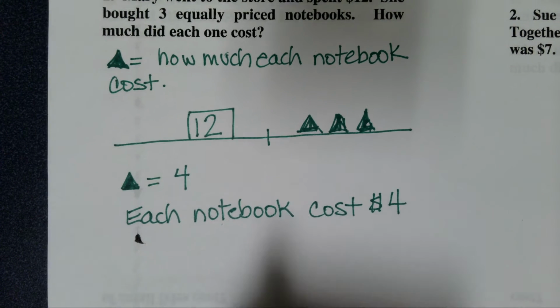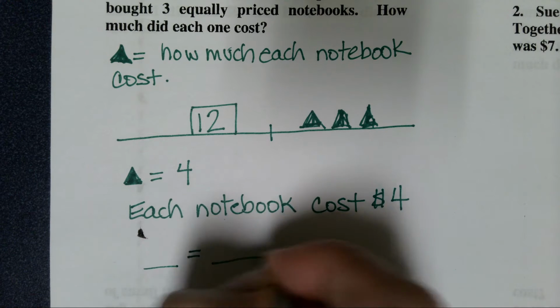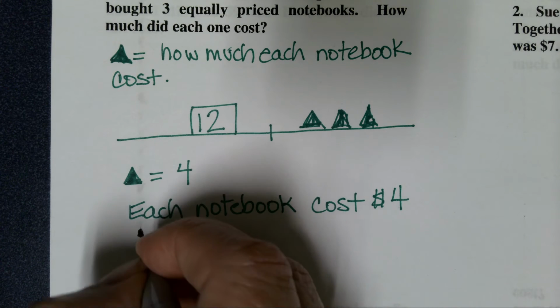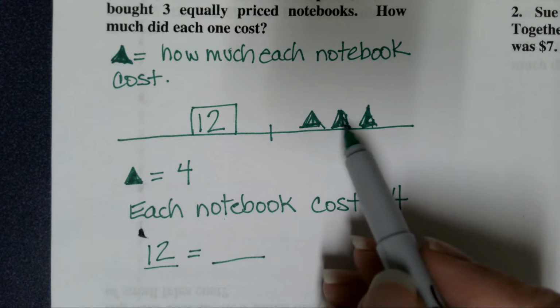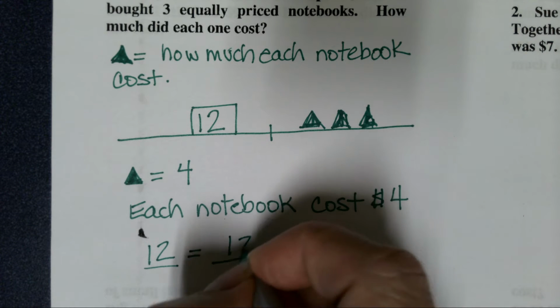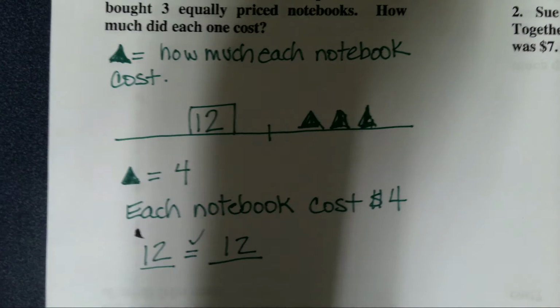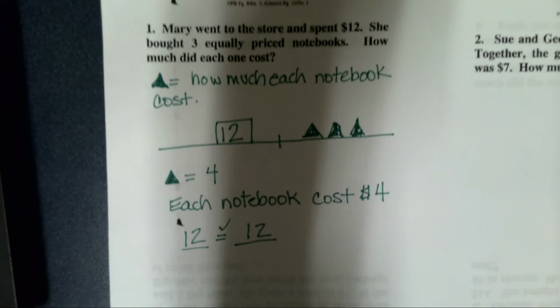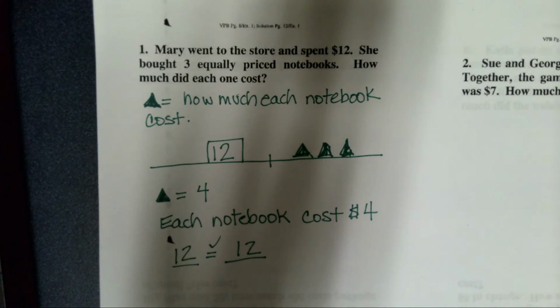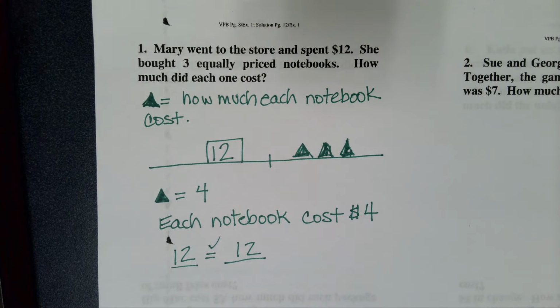So now we have to do our check. We have 12 on the left, and we have 4, 8, 12 on the right. So 12 equals 12. That is a check. Okay, so now we're going to slide over to problem number 2.